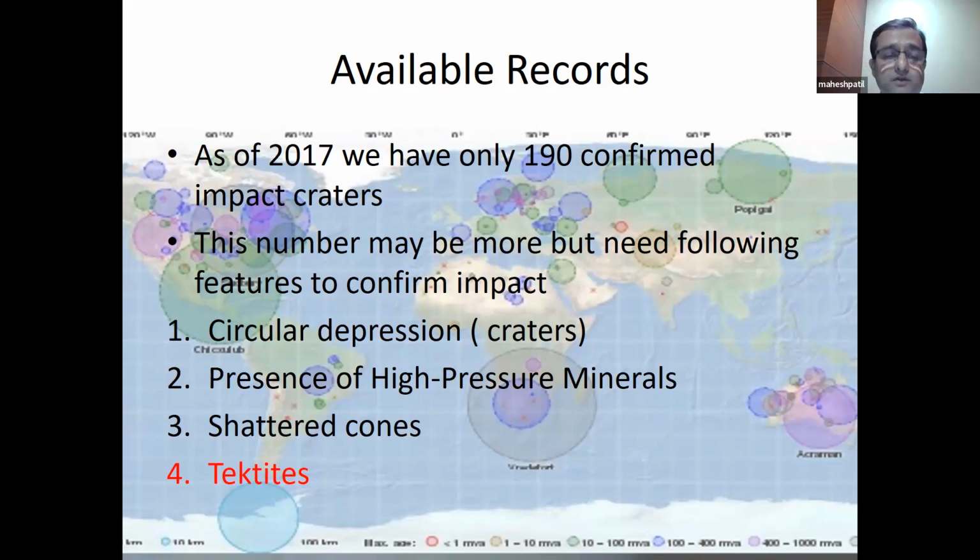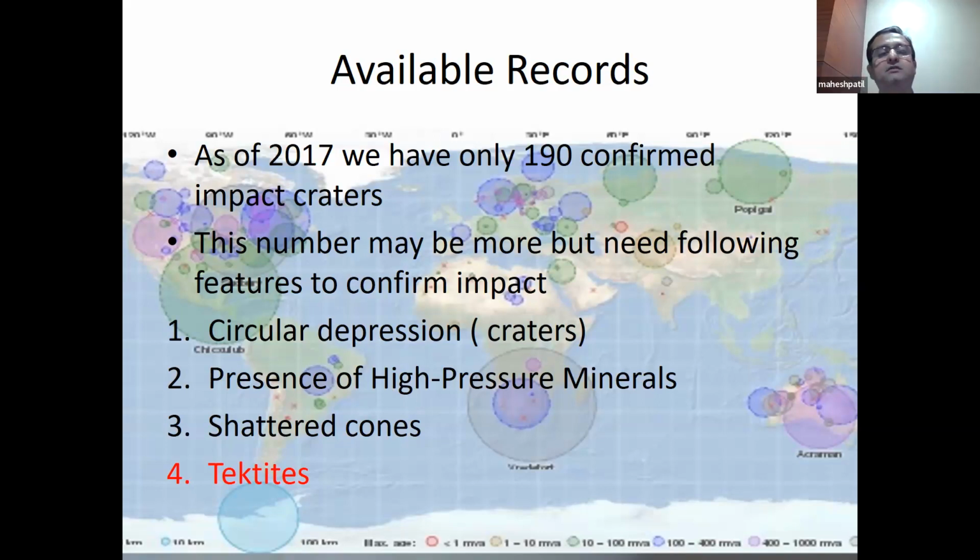So typically you need to have a circular depression, or a crater, what we generally call it. That is considered a strong sign of impact. But again, there you need to differentiate: is it a volcanic crater or is it an impact crater? Then you need to look at various high pressure minerals which are formed because of this impact. Because of the shock wave, there are certain signatures printed on stones that are called shattered cones or planar features. They need to be present. And in some of the cases, tektites are formed. So that is one of the major clues that we are going to use to discuss today's subject.